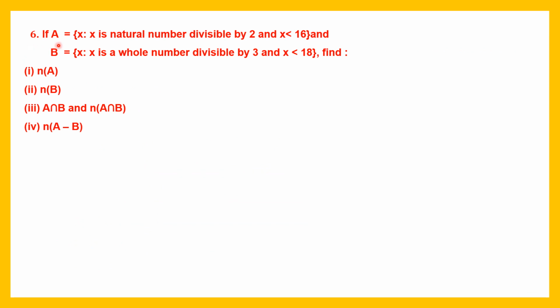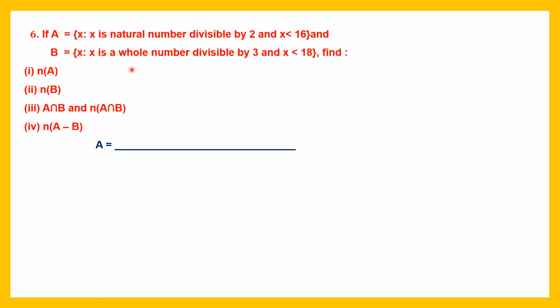Question 6. If A is equal to, these are the elements of A: X is a natural number divisible by 2 and X is less than 16. So you should be careful. We're talking about natural numbers and they are divisible by 2 and the numbers are less than 16. Whereas set B: X is such that X is a whole number divisible by 3 and X is less than 18. So first we have to find out the elements of set A and set B and then we can find out these answers. So let's begin.